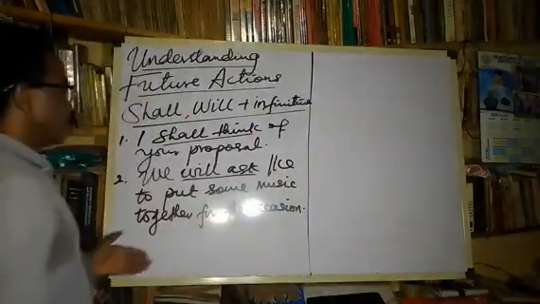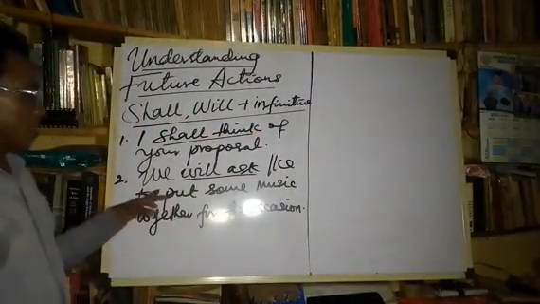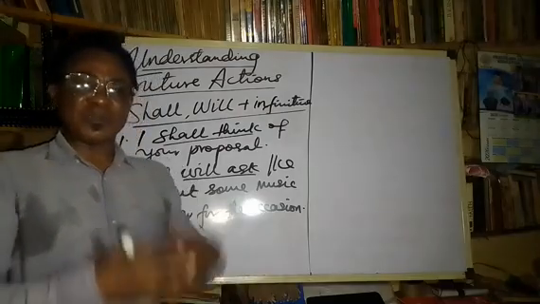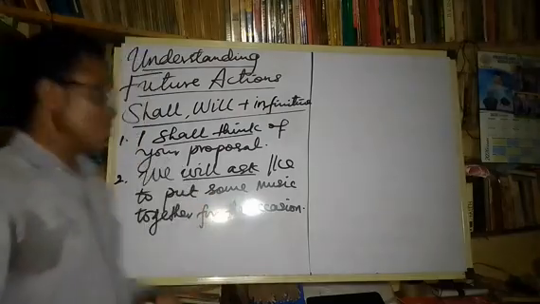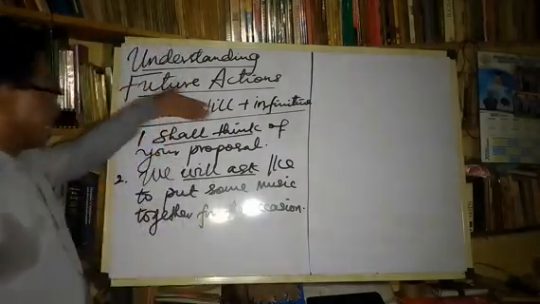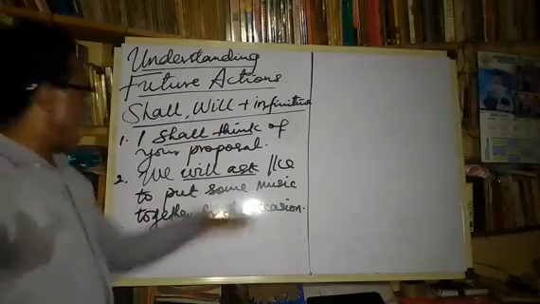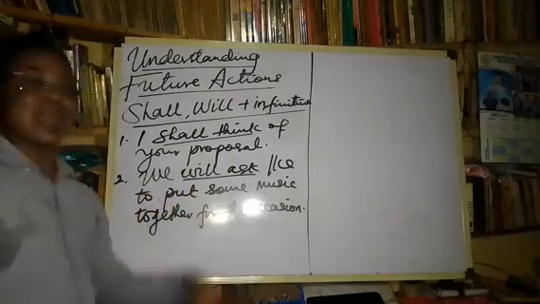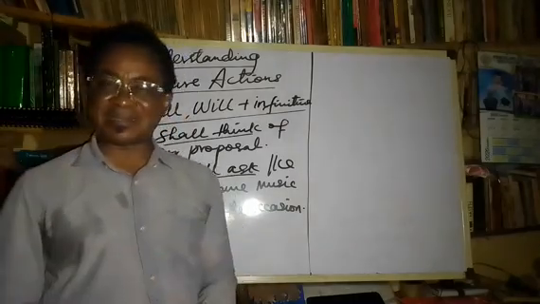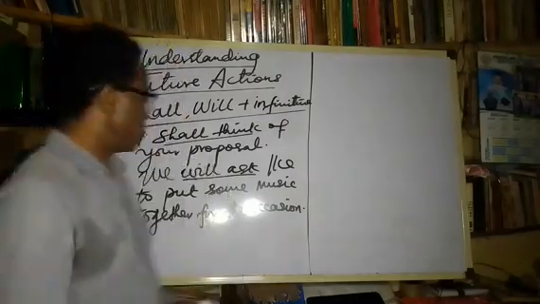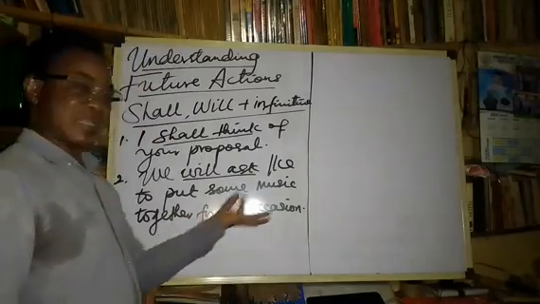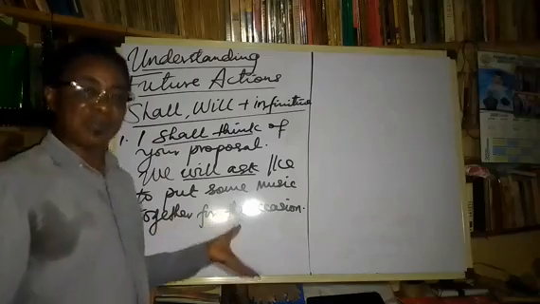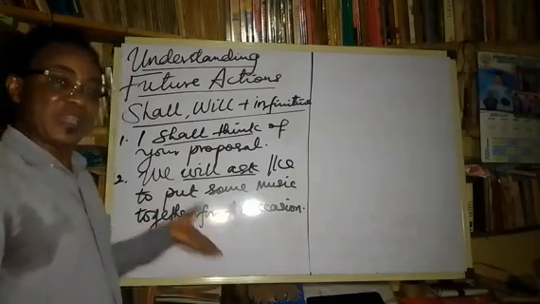So between sentence 1 and 2, number 2 carries some seriousness of intention, some seriousness of will, some seriousness of promise, which number 1 does not carry. I will ask Ike to put some music together for the occasion. The speaker, then, we will ask Ike. The speakers have made a promise or have expressed a willingness to discuss the music feature of the occasion with Ike.